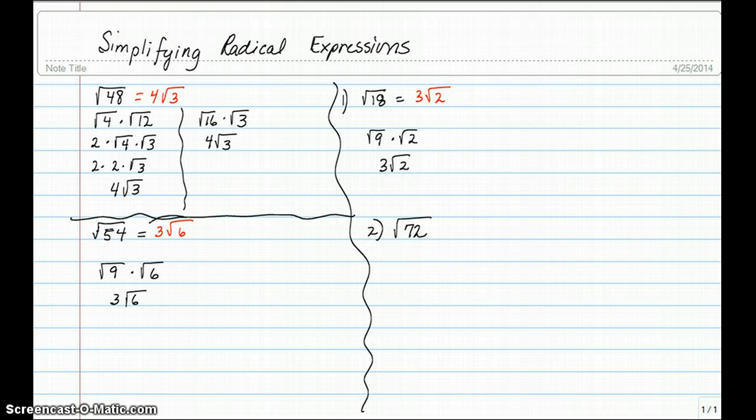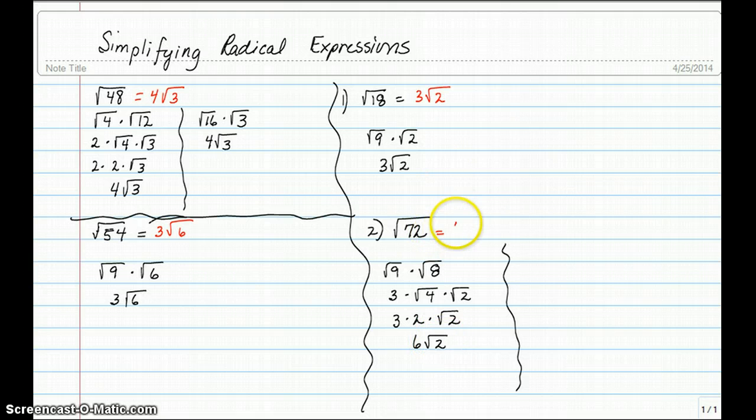Okay, moving back to this number 2, the one that is most common for you to get would be the square root of 9 times the square root of 8. Square root of 9 we know is 3. Square root of 8, though, can be simplified further because it can be the square root of 4 times the square root of 2. Square root of 4 we already know is 2, so 3 times 2 times the square root of 2, which leaves us with 6 square root of 2.